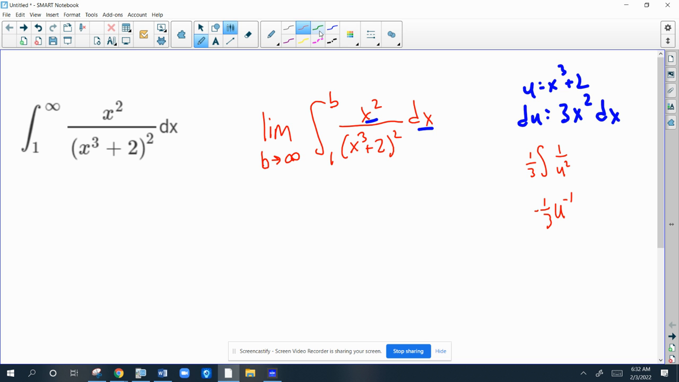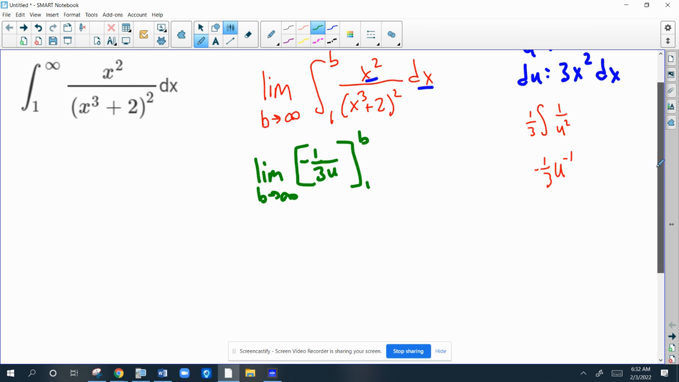So I'm going to come back here and write the result. I have negative 1/3 times u to the negative first, and we're integrating that from 1 to b. So there's your answer, basically.